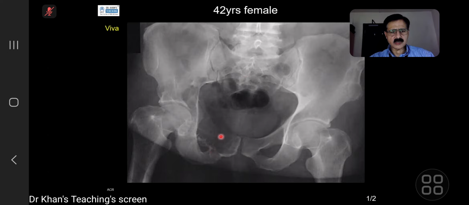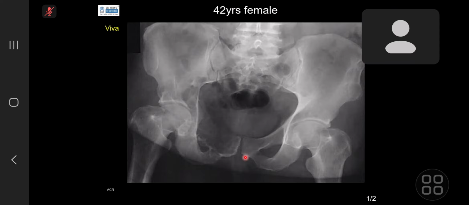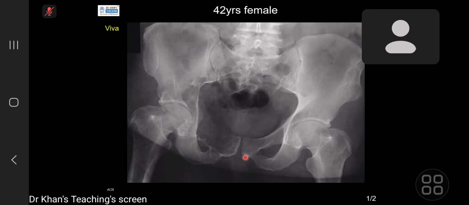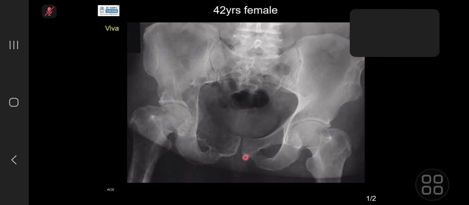Now, look at the internal architecture of this lesion. I want you to use a term, use something, what I use, it should be in your vocabulary. How do you describe this lesion? It looks like bubbly appearance. Bubbly, oh, very good. So soap bubble appearance. Yeah. Excellent. Soap bubble is the word which we use.